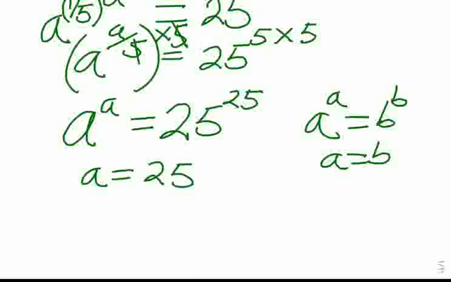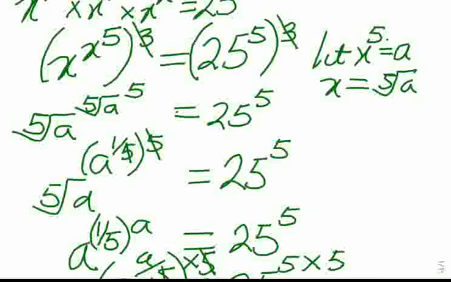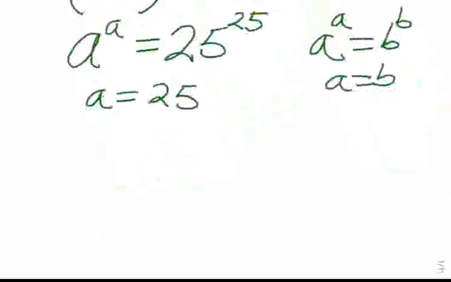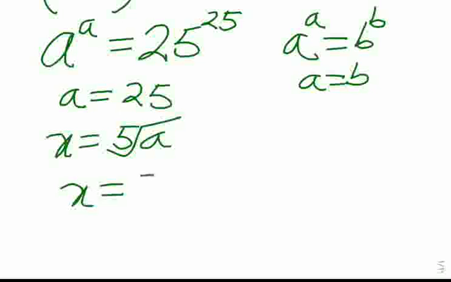But then remember that we are asked to solve for x. What did I write here? I wrote that x is the fifth root of a. So substitute that in. x is the fifth root of a. So from here, x should be equal to the fifth root of a, which happens to be 25. This is the solution to our question.